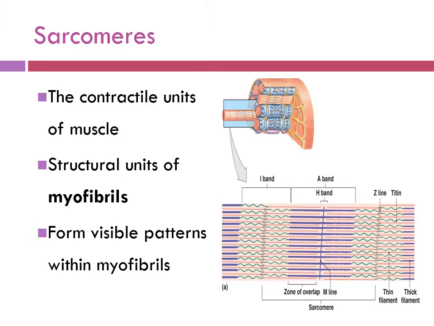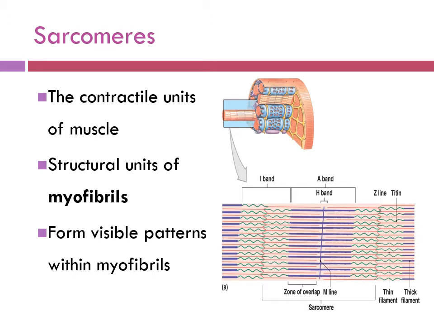So here's our sarcomere. The sarcomere is the contractile unit of the muscle, and it is bands of actin and myosin. Thin filaments are actin, thick filaments are myosin. And this is what gives us that striped pattern to our muscle. So this is where you're going to want to look at those extra couple of handouts that I gave you.